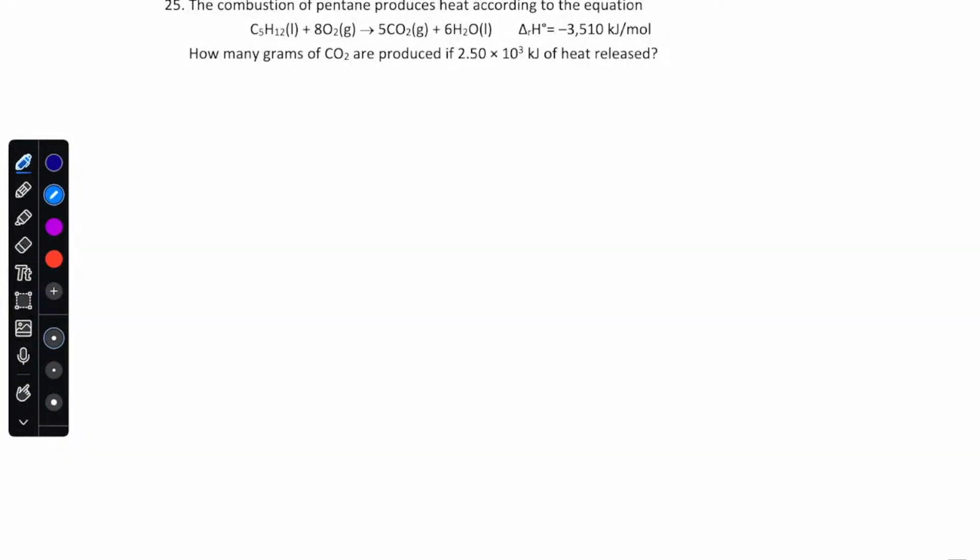25. The combustion of pentane produces heat according to this equation. How many grams of CO2 are produced if that much heat is released? Whenever I see these thermochemical equations where we're mixing delta H and stoichiometry, I always think of that delta H as being like a reactant or a product. And if it's exothermic, that amount of heat is a product. So I would write this as C5H12 plus 8O2 goes to 5CO2 plus 6 waters plus 3510 kilojoules of heat. That's the way I think of that.